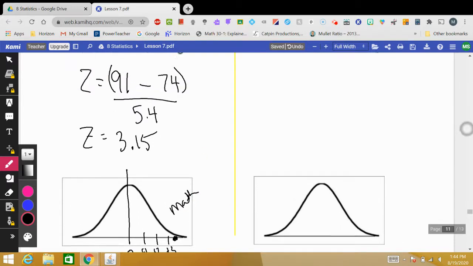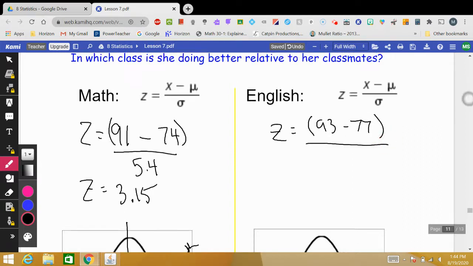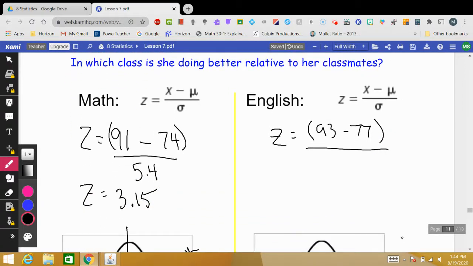Okay, now let's look at where she does in English. So in English, remember, she was at a 93, but the class average was a 77, and the standard deviation was 6.8. So also notice the standard deviation is lower in math than it is in English. So that means everybody is closer to the class average in math, whereas it is a little bit more spread out in the English class. So again, 93 minus 77 divided by 6.8.